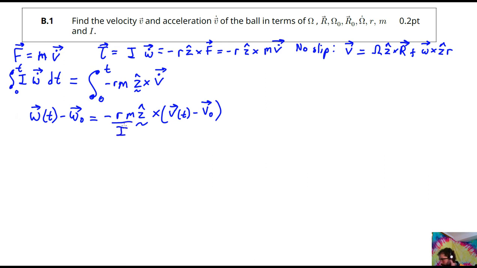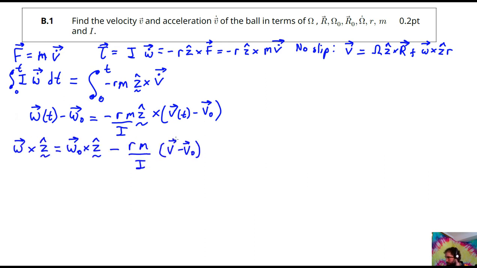And then I'm going to take the cross product of everything with respect to z and move omega naught to the other side. And for the final term with the v minus v naught, we're going to use our triple cross product rule, and that's actually going to get rid of our z's, which is kind of handy. So let's do it. Okay, and now we're going to substitute this into our no-slip condition, because if you have a look, this part here is the same as this here.